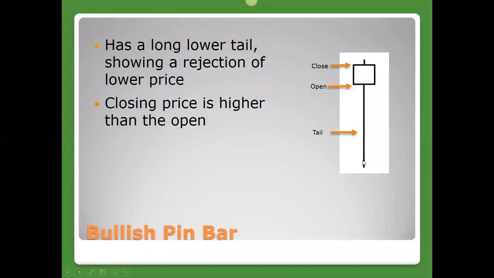So this one is a bullish pin bar. The open and the close are right here. In the case of the bullish pin bar, the closing price will be higher than the open price, and there will be a long tail to the downside. This means the sellers were at one point pushing the price down, but then the buyers came in and pushed the price up. And as a result, the candle closed as a green candle or a white candle.